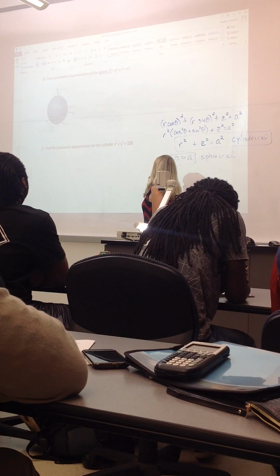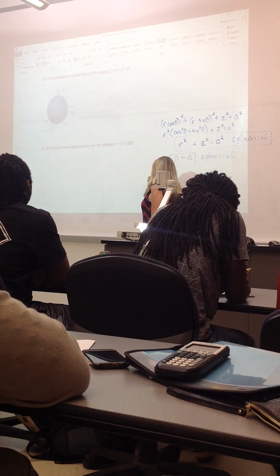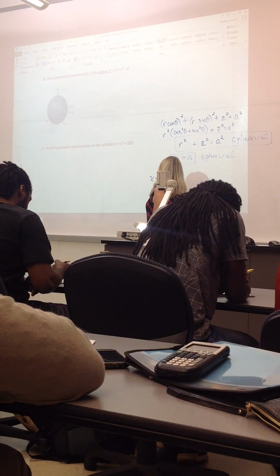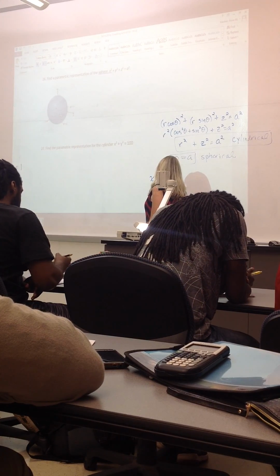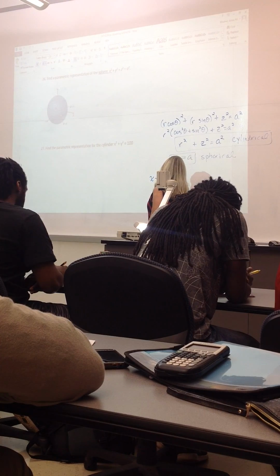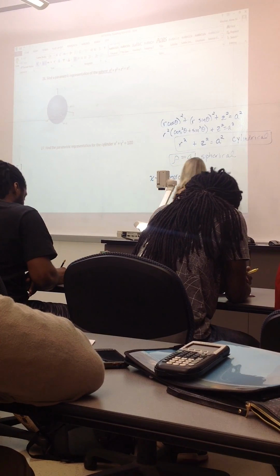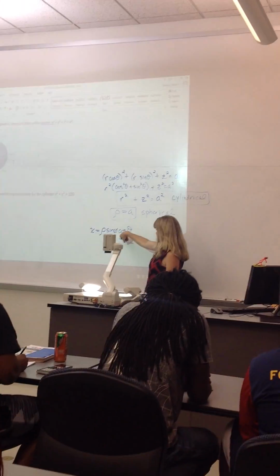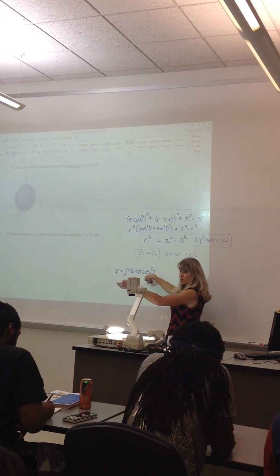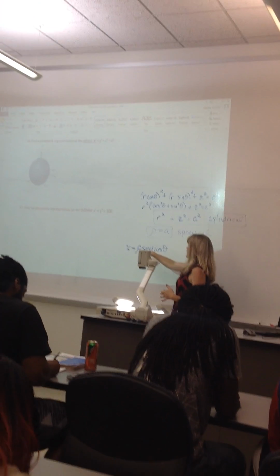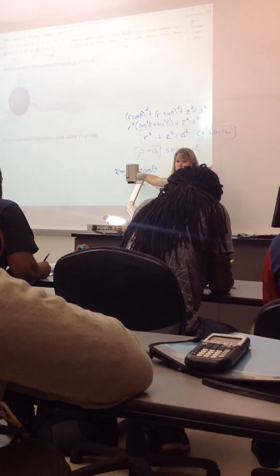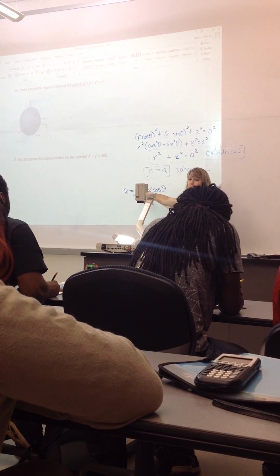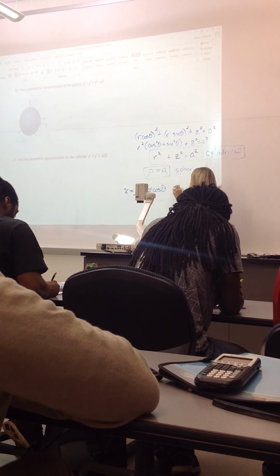So in spherical coordinates, the connection between rectangular and spherical is x equals rho sine phi cosine theta. This is the same theta as in cylindrical. It's that theta that we were just showing. Phi is the angle measured from what? The positive z. Good.